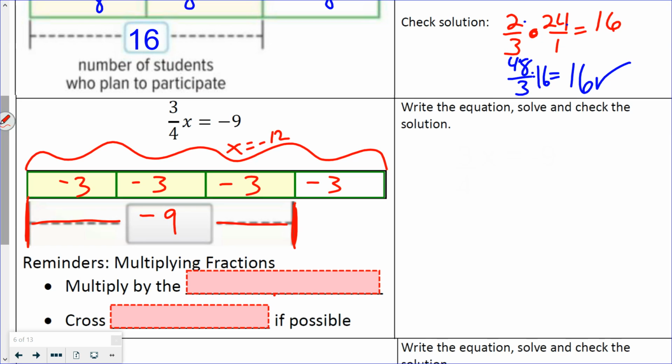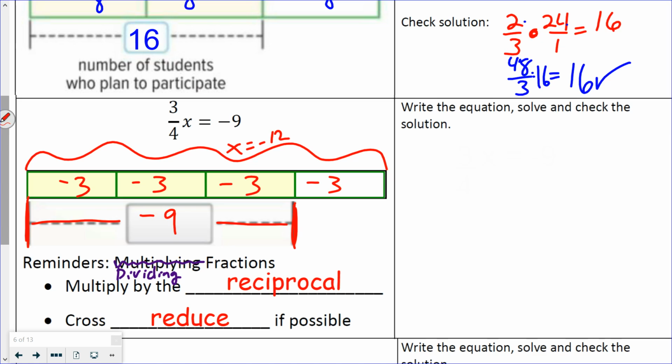Then there's a little typo right here where it says reminders. Instead of multiplying, we want to put dividing. When we have fractions that we're dividing by, we must multiply by the reciprocal. Then cross reduce, or you hear me say sometimes cross cancel, if possible. And that's just to help so that we're not multiplying such huge numbers. So if you're doing this one in your line notebook, make sure you have the modeling. And then we're going to do the equation the algebraic way, which is how you're doing your homework tonight.